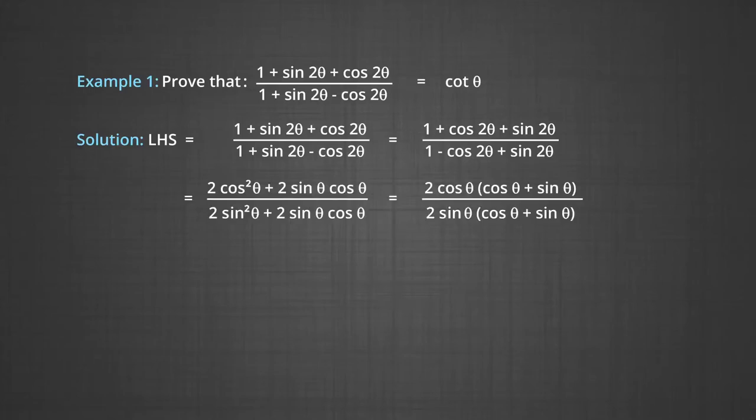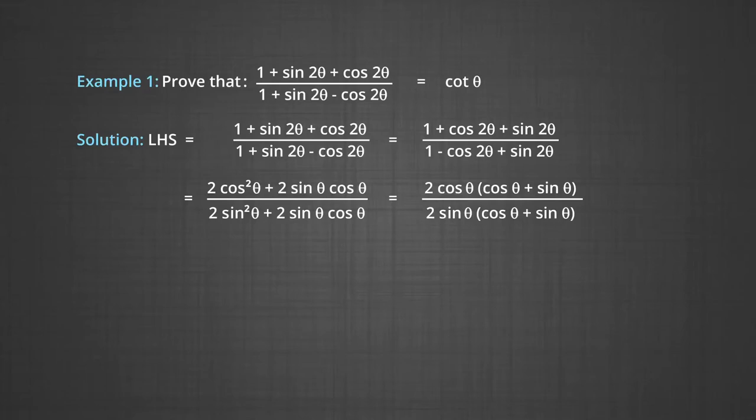Now, the expression 1 plus cos 2 theta is to be replaced by 2 cos square theta, plus sin 2 theta will be expressed as 2 sin theta cos theta. In the denominator, 1 minus cos 2 theta will be expressed as 2 sin square theta, plus sin 2 theta will be expressed as 2 sin theta cos theta.